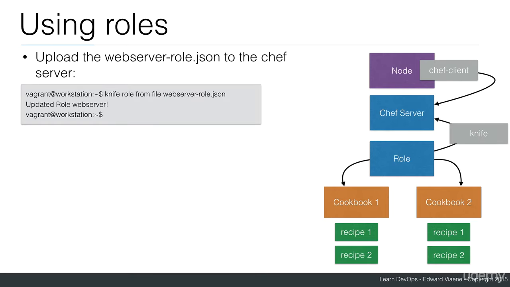Knife role from file webserver-role.json will do that for us. You see on the right our role in blue. We use Knife, shown in light gray, to send our role to the Chef server.